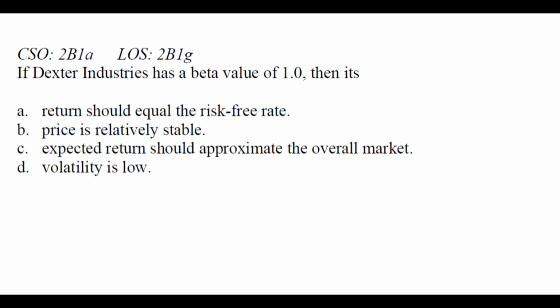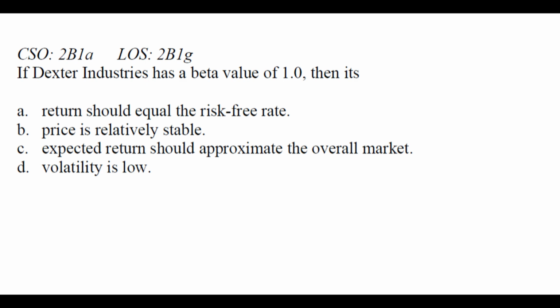C. Expected return should approximate the overall market. Correct. Under CAPM, a stock with beta equals 1.0 has average systematic risk, so its expected return should be approximately equal to the expected market return.